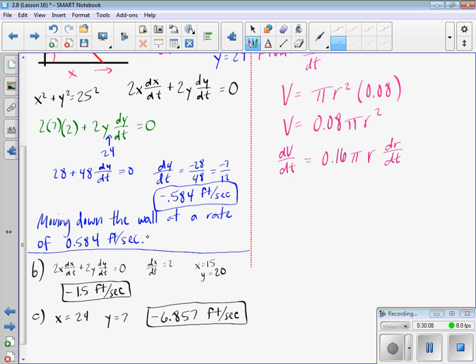Okay, then I know my dr dt is 0.05, so 0.05 is going to go in this spot. And I know my r is 150. So can I solve for my dV dt now? Yeah. So go ahead and see what you get for dV dt then. Should be like 37 something. 37.699. And what would be the label? It even tells you in the problem. Cubic feet per minute. So feet cubed per minute.